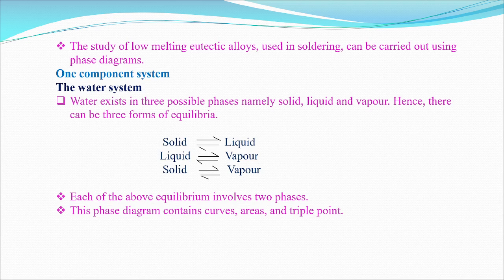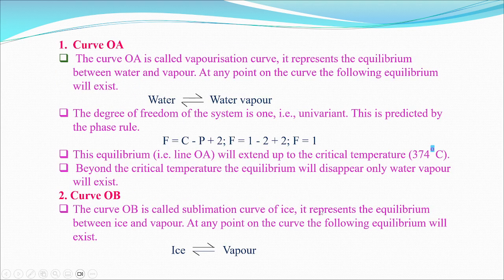Let's see the water system. It is a one component system. As we all know, water exists in three possible phases, that is solid, liquid, and vapor. There are three forms of equilibrium that exist in the water system. That is solid to liquid, liquid to vapor, and solid to vapor. Each of these equilibria involves two phases, and the phase diagram contains curves, areas, and a triple point.